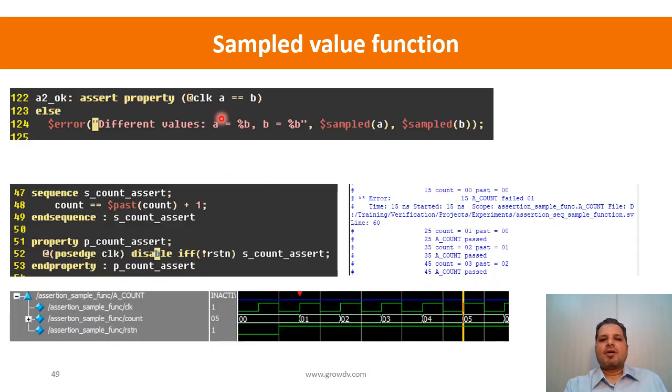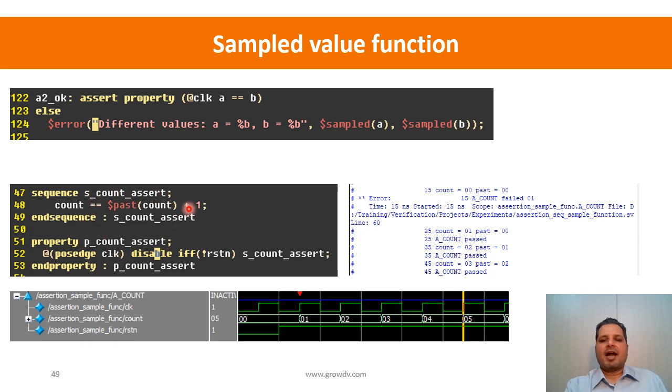Here we are asserting the property at the posedge of clock. We are checking if A equals B, and the else is where we are reporting the failure. We have already seen this. We can say $sampled of A and B so that it gives us the values of the preponed region, while this particular statement is executing in the reactive region.